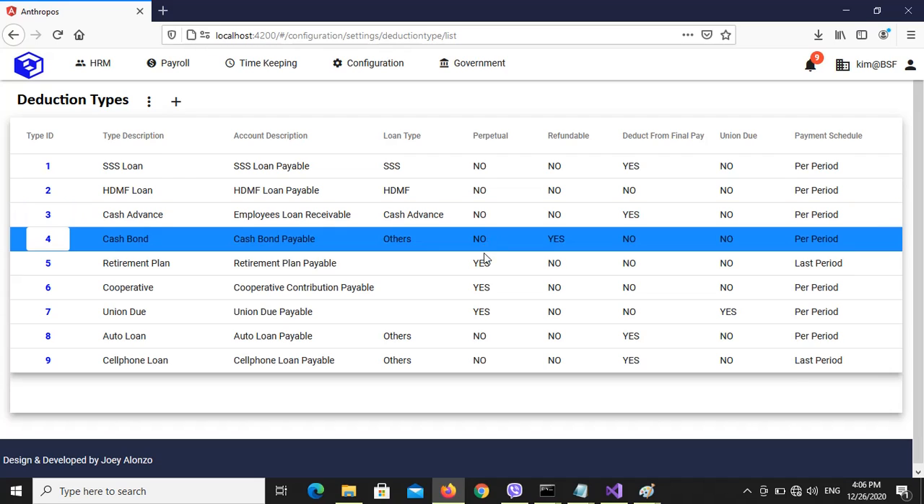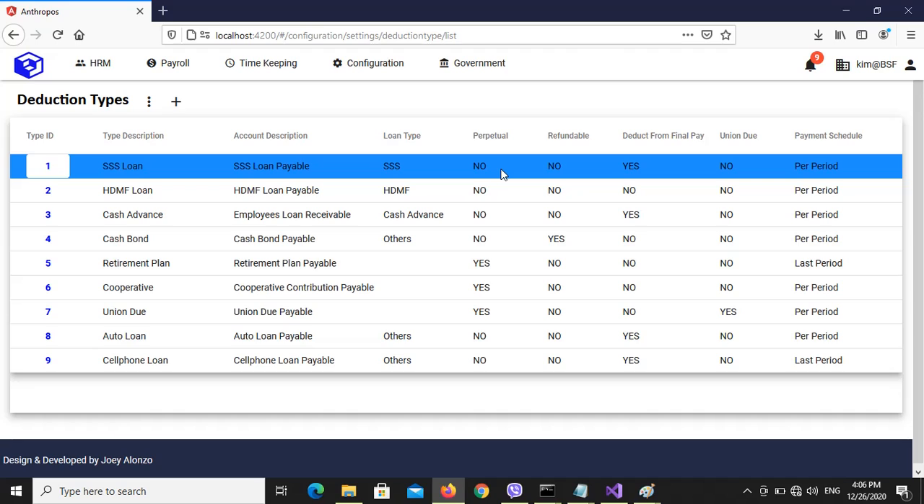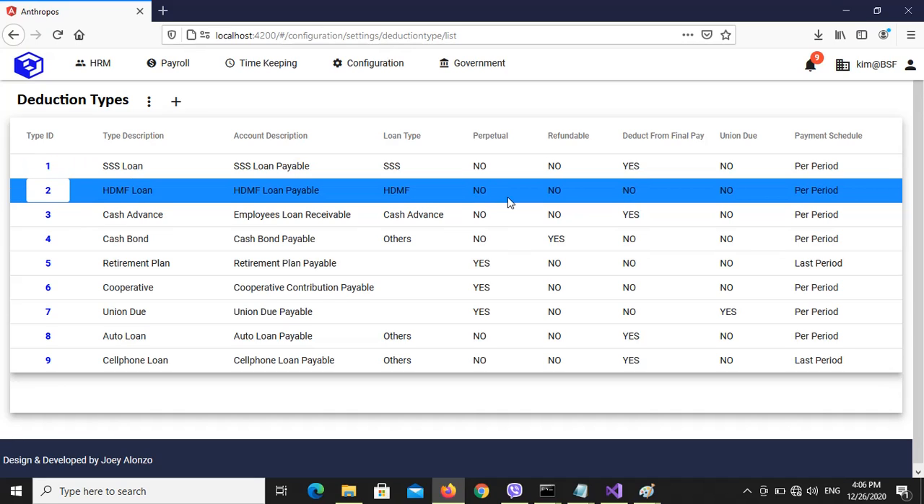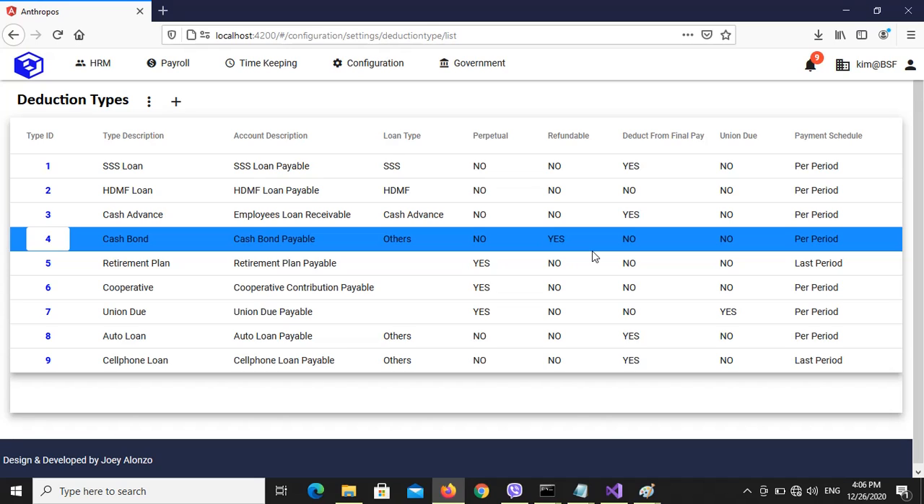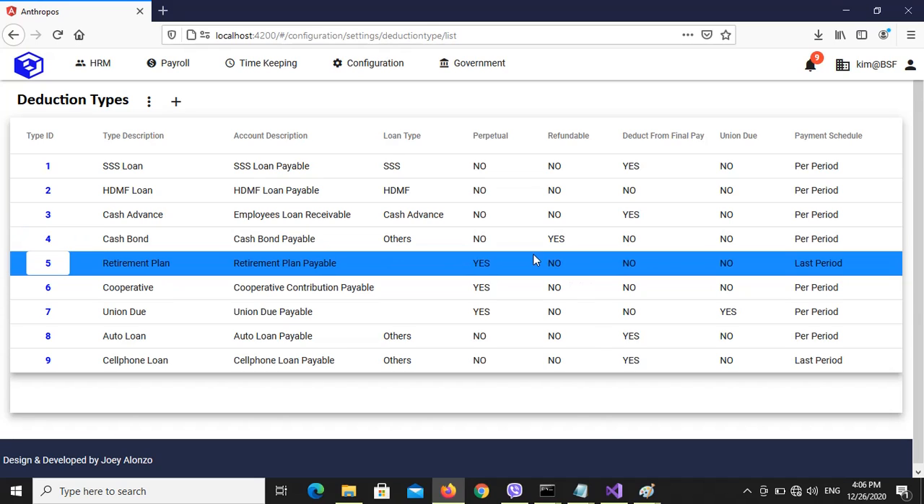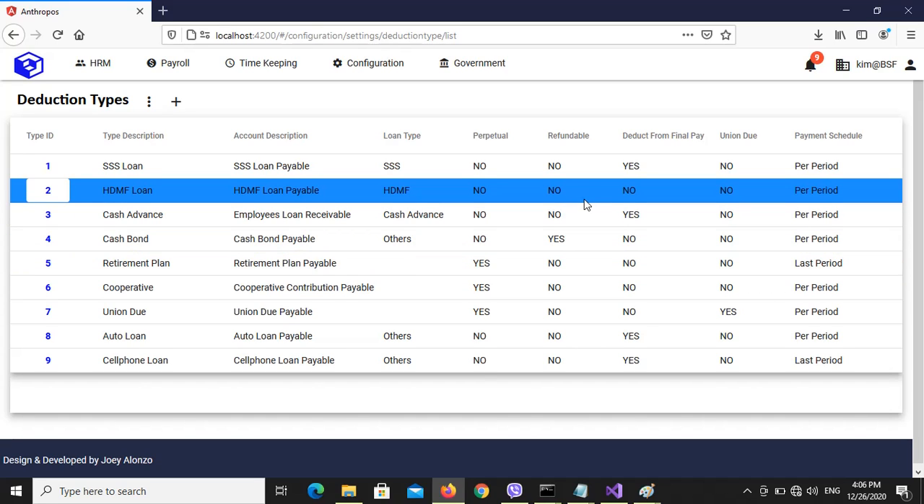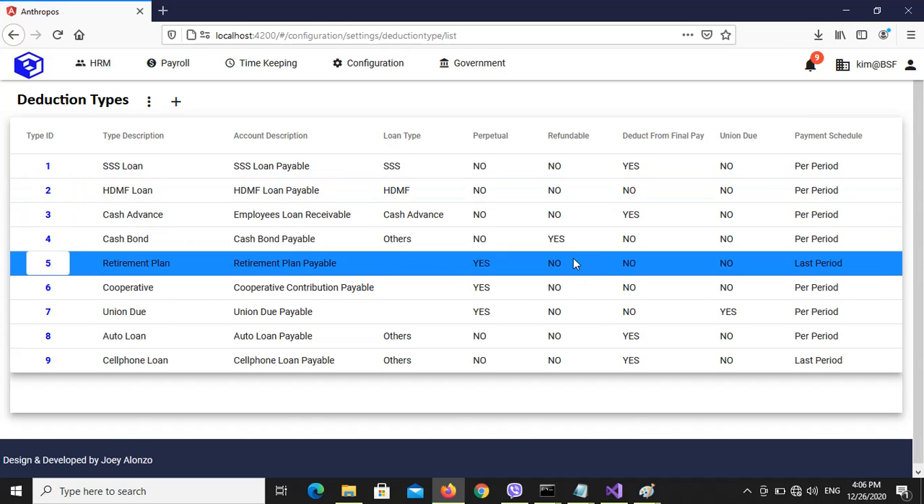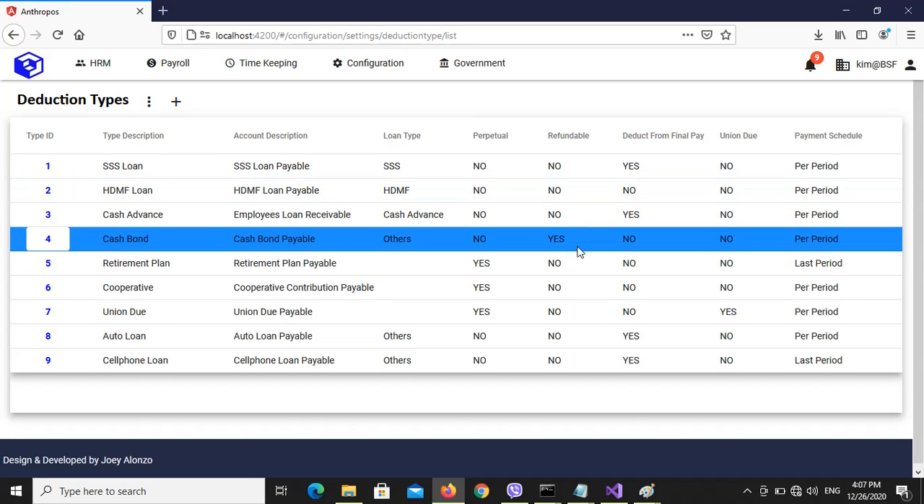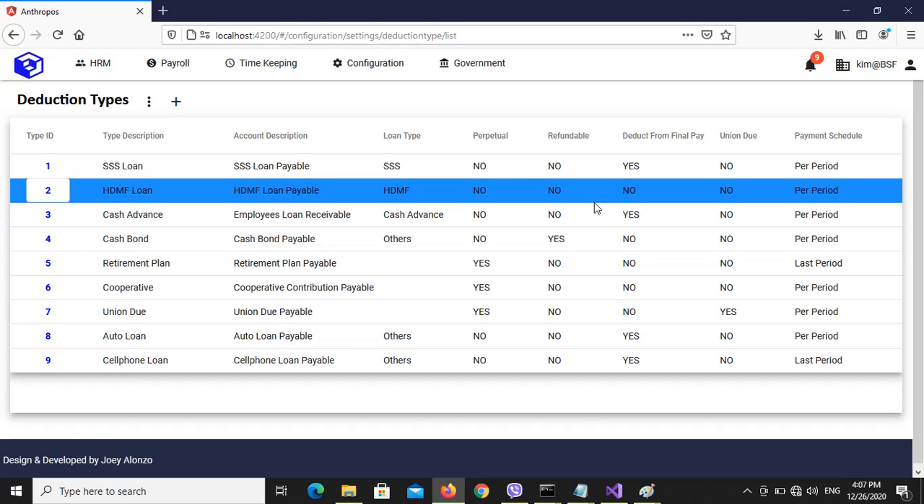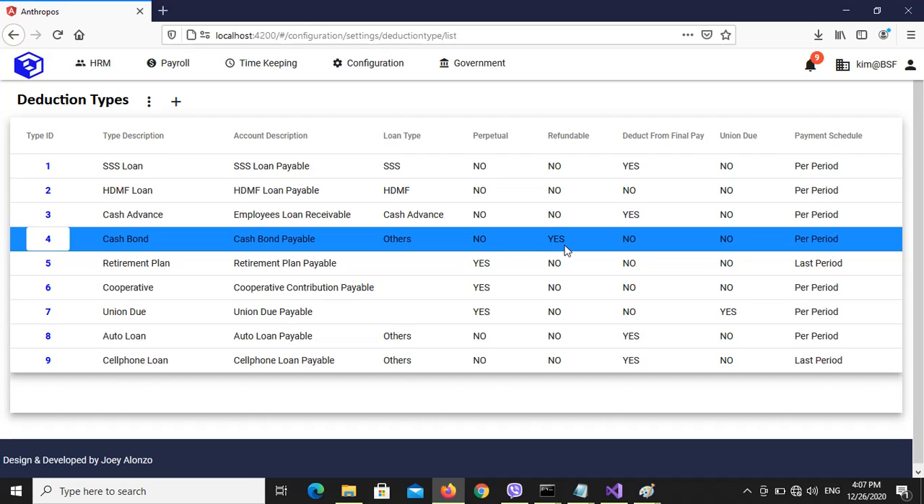So if it is not perpetual, that means you need to maintain the balance. So if the balance is zero, then it will not be included in the payroll deduction. Then another thing here is whether it is refundable or not. So this is applicable actually for, let's say, cash bond. There are some employers where they are requiring cash bond for employees. In this case, when the employee leaves the company, she can be able to refund it on the final pay. So in that case, it is refundable.